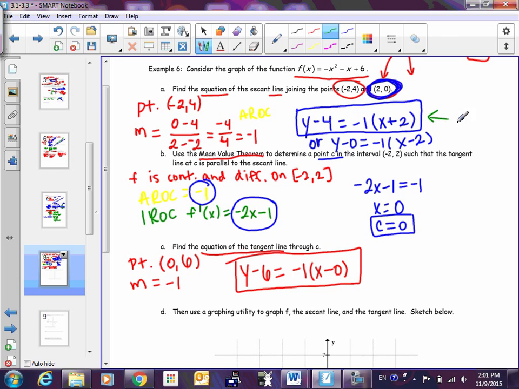Before we move on, can anybody tell me what the relationship is between those two lines? They are parallel. How do you know that? It told us to do that, right? And that's part of what mean value theorem is.